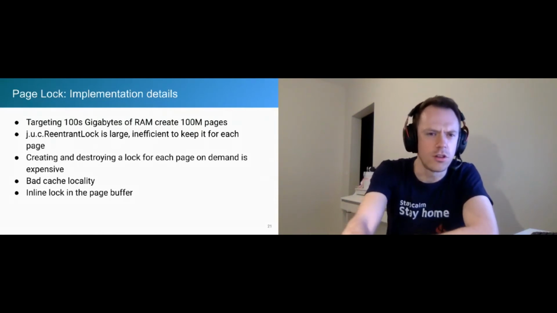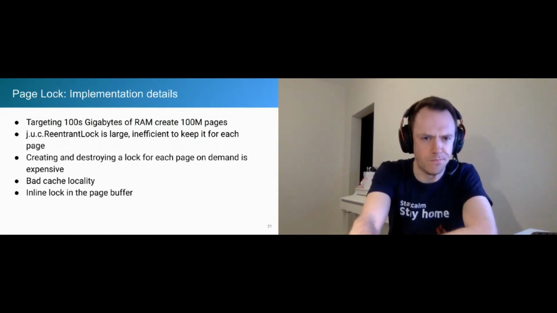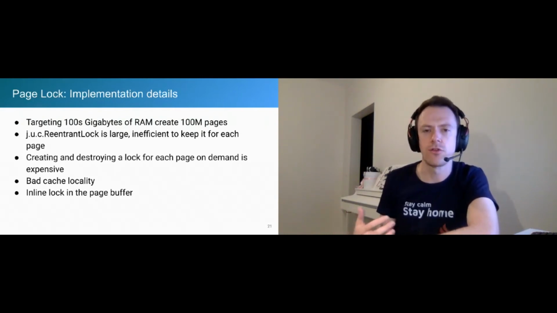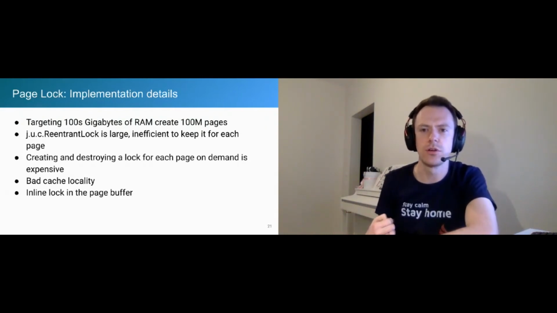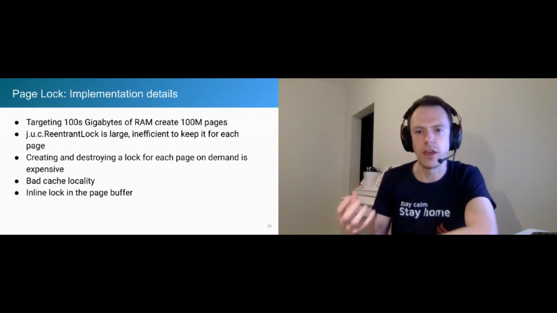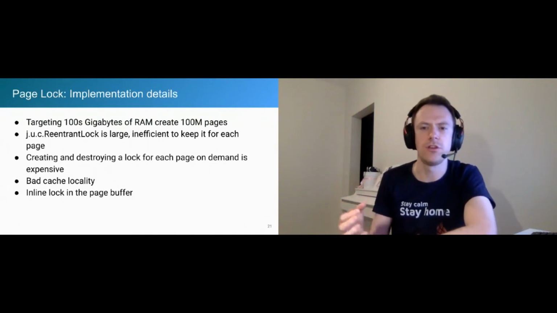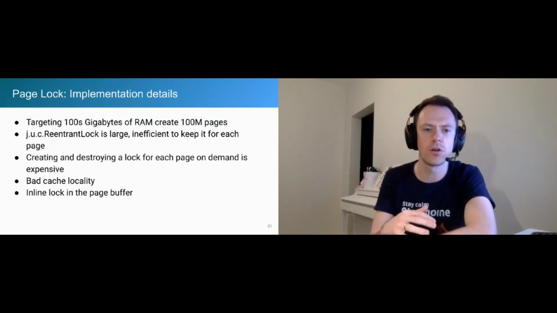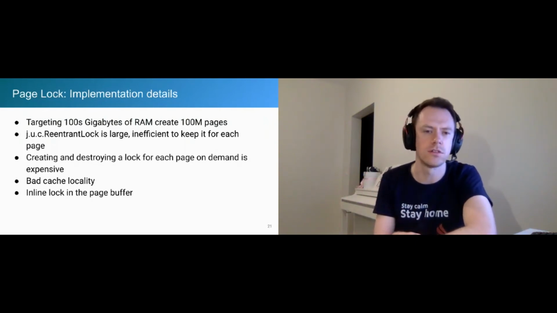An alternative approach to keeping the logs and protecting pages would be to create and destroy log on demand. So for example, if you want to access a page number 10, you first make sure that you create a log for this page, then you acquire this log, you do the business with the page, you release the log, and you destroy the log if it's not used by anyone.